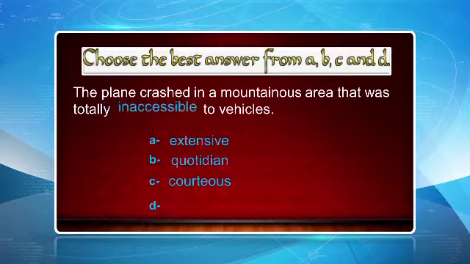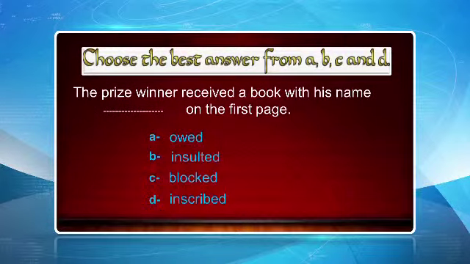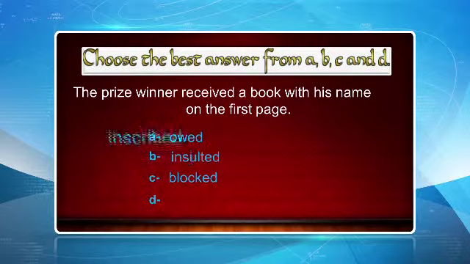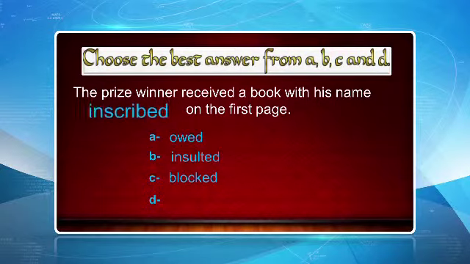And now let's move on to the next question. The prize winner received a book with his name blank on the first page. Is it owed, insulted, blocked, or inscribed? I want you to think back to Unit 5, which is all about writing. So which vocabulary item from that unit is the most appropriate to answer this question? Exactly, the answer is inscribed. The prize winner received a book with his name inscribed on the first page. So it was carved on the first page.